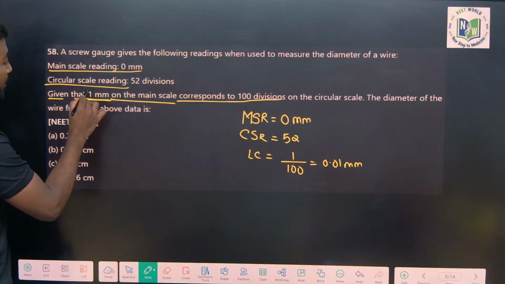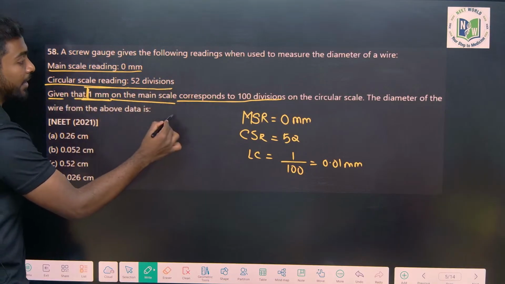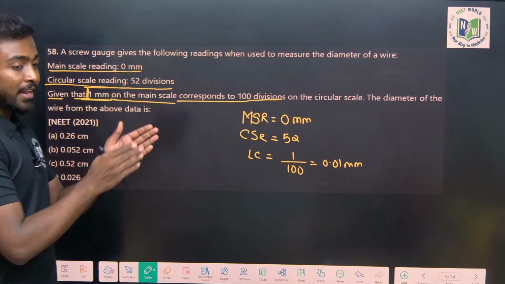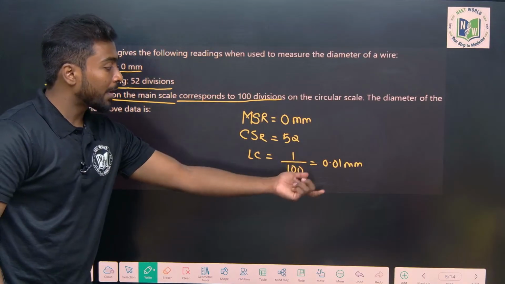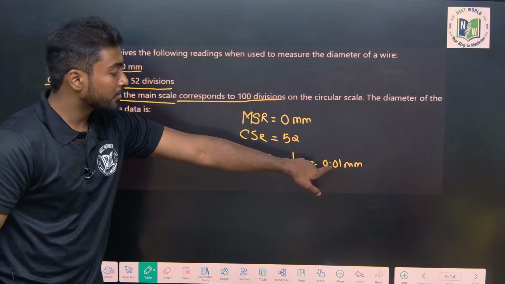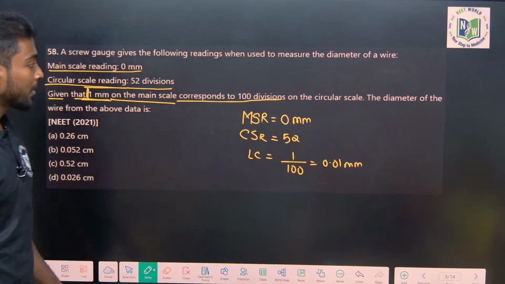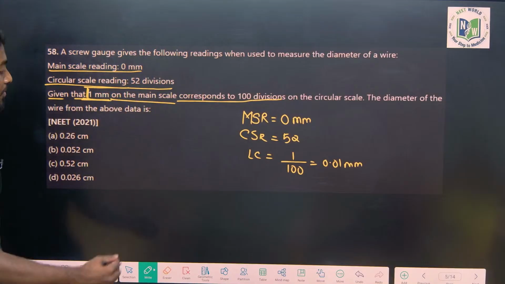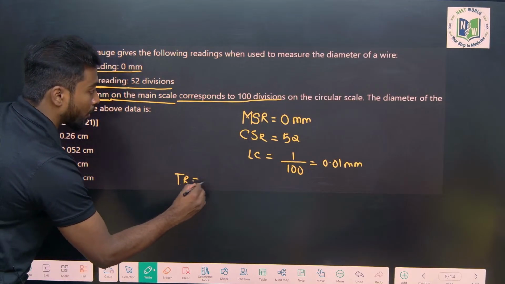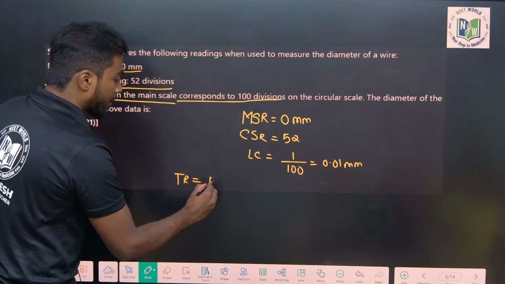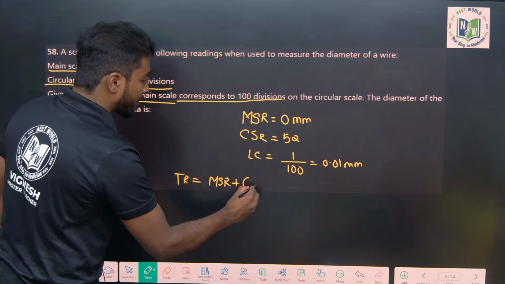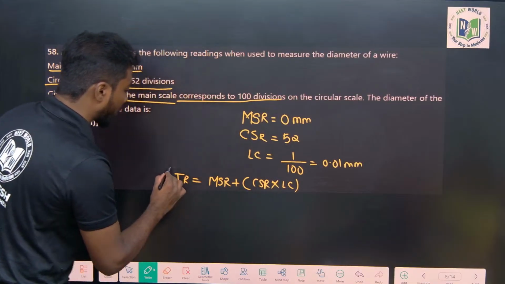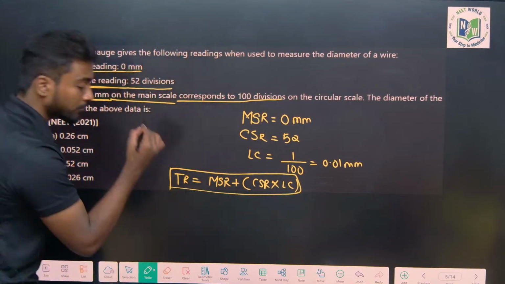Like they said, 1 millimeter on the main scale corresponds to 100 divisions. They have taken 100 divisions, it means 1 by 100, which means 0.01 millimeter. Diameter of the wire from the above data: total reading will be equal to, formula is MSR plus CSR into least count. This is the formula for total reading.